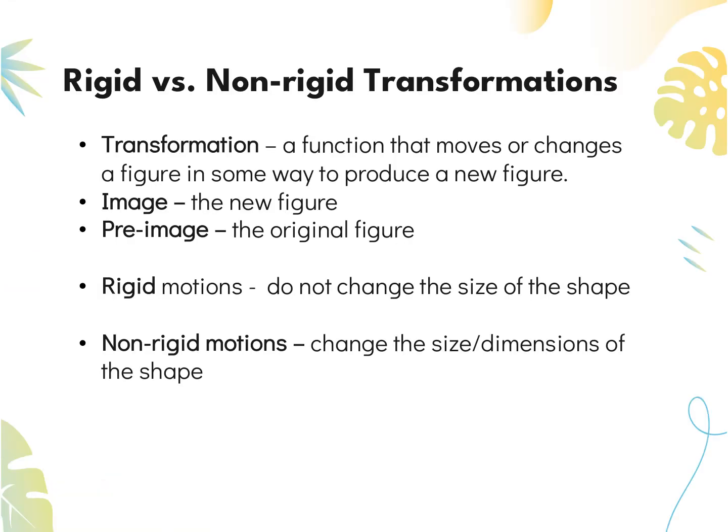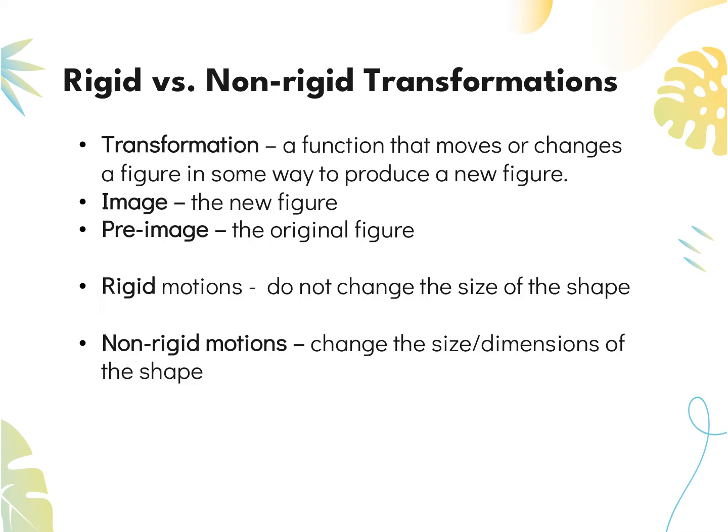All right, rigid and non-rigid transformations. So transformations, there are 4 types of transformations: reflection, rotation, translation, and dilation. We are not doing dilation. That is a non-rigid motion, meaning the size of it is changing. So right now we're only focused on the rigid motions, which is my reflection, translation, and rotation.